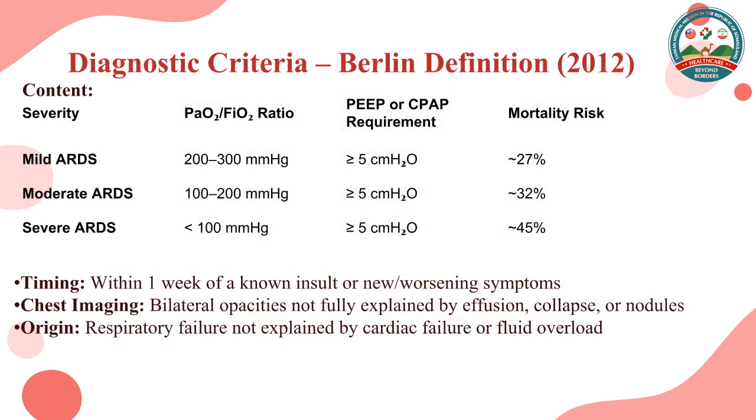ARDS is divided into 3 levels based on oxygenation. Mild: PaO2/FiO2 200 to 300. Moderate: 100 to 200. Severe: less than 100. All patients need PEEP greater than or equal to 5 cm H2O. The more severe the ARDS, the higher the mortality risk.